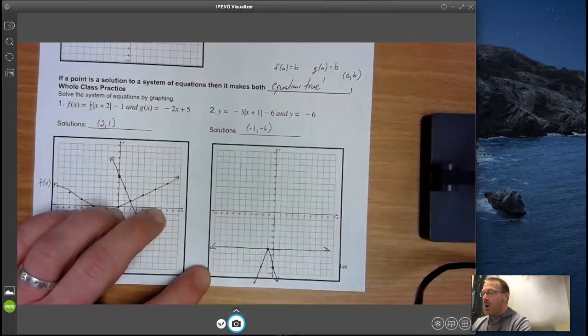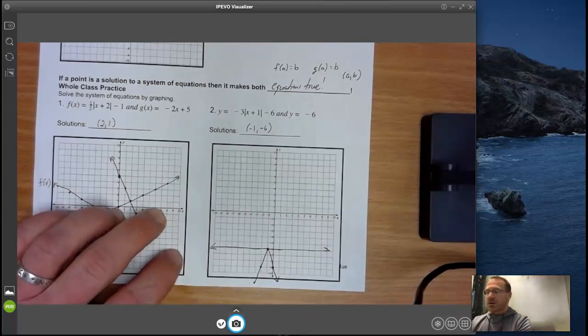That is all for now, my friends. Hopefully you feel really good about this. Most of this is review. It's just graphing absolute values and graphing lines. We'll do a little bit more work when we come to class tomorrow.